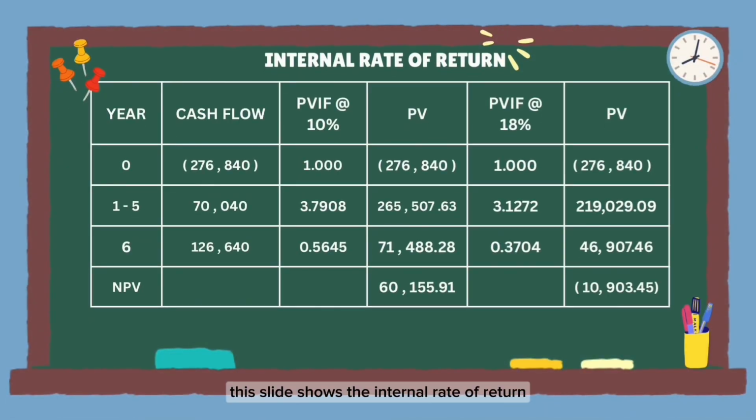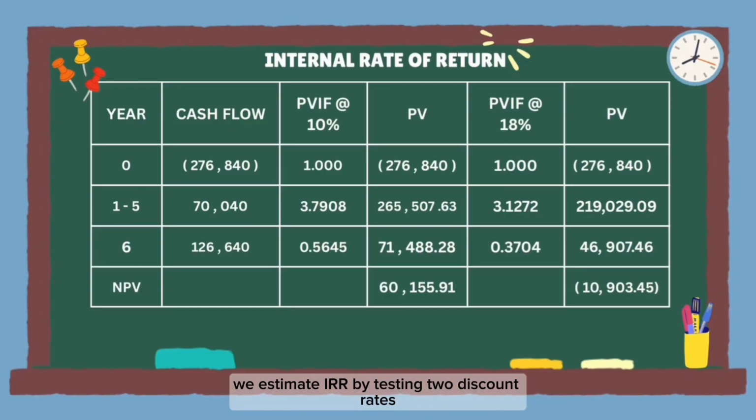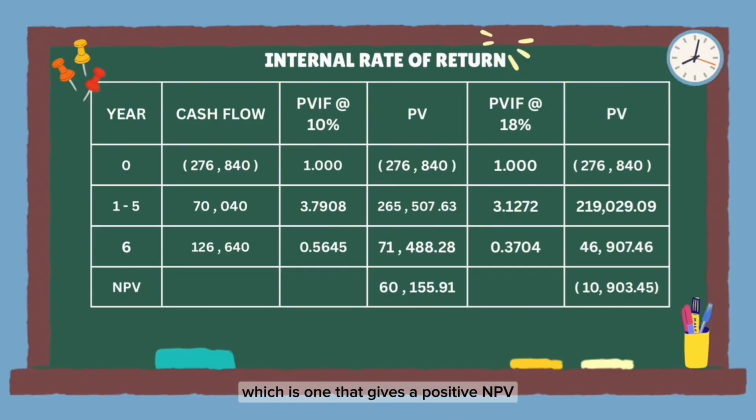This slide shows the internal rate of return, IRR, calculation for the project. The IRR is the discount rate that makes the NPV equal to 0. In practice, we estimate IRR by testing two discount rates, one that gives a positive NPV and the other one that gives a negative NPV.